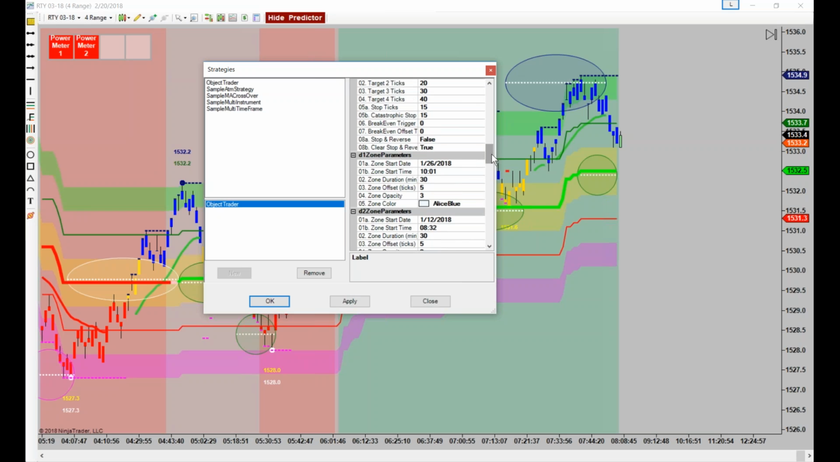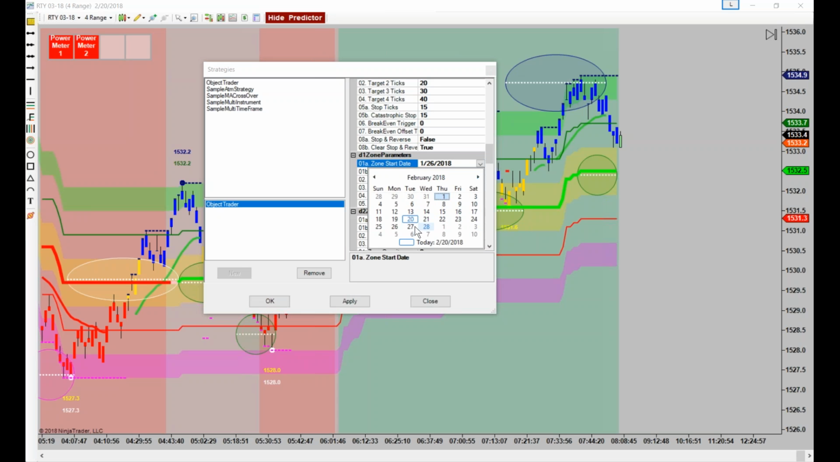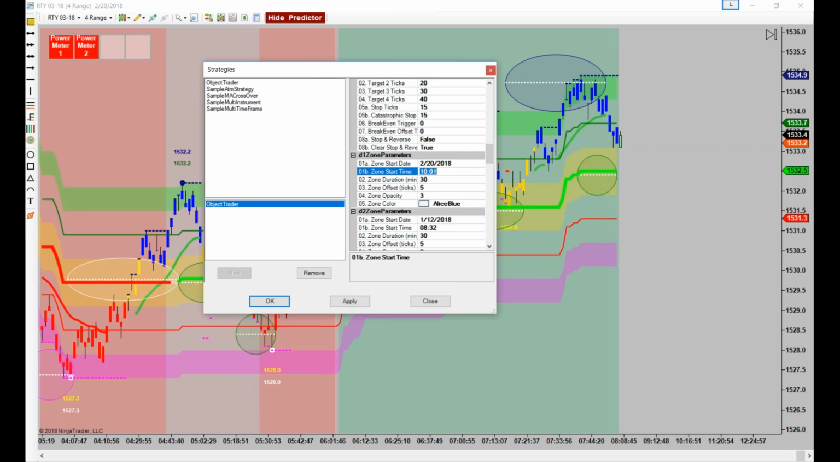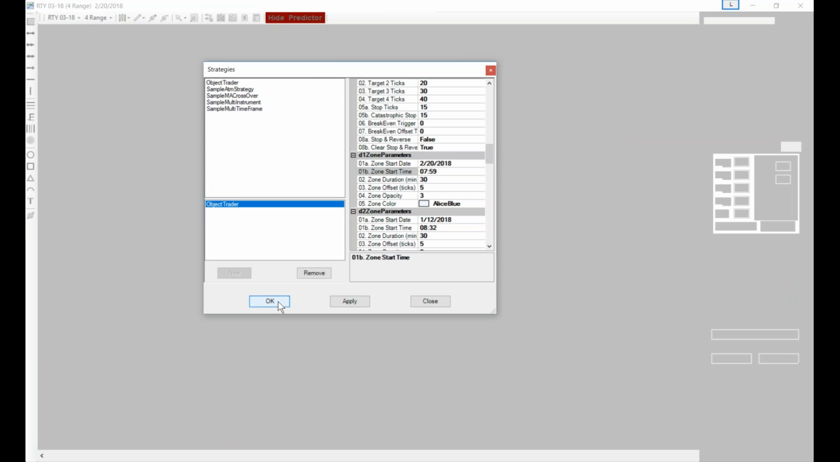That's your zone. You just simply have to set it for the time you want and the day you want. So we want the 20th of February, which is today. We want it for 7:59, which is the time we like. And you want to set it for probably 30 minutes. Once you do this, this chart's ready to go, except for one thing, you have to activate it. Let me show you how to activate it.